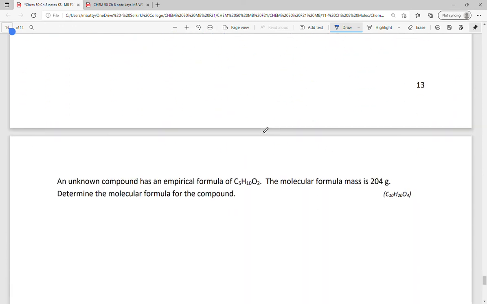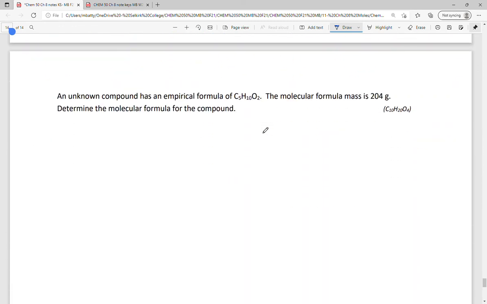The last one is very similar. You can probably try this one on your own, pause the video, and then check out the answer. We've got an unknown compound, but we know its empirical formula. We know that it actually has a mass of that many grams, and actually it should be grams per mole. What we can do then is figure out what this scaled up version is.